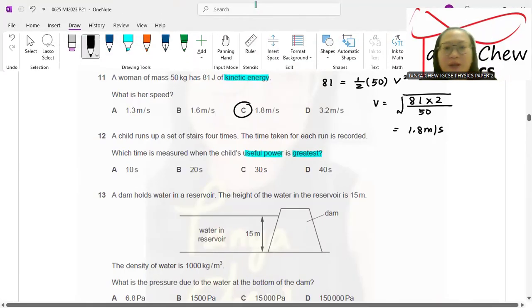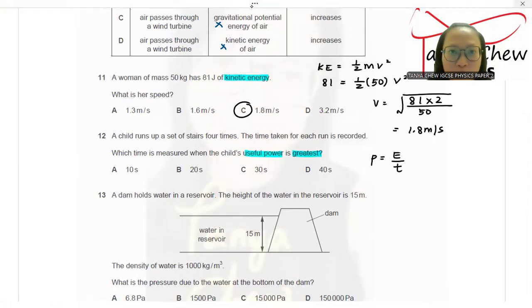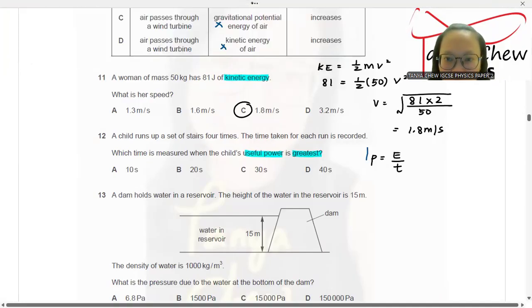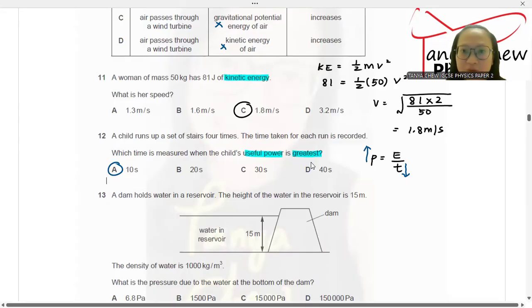Now, how do you relate power and time, right? Power is defined as work done or energy divided by time. If I want the useful output power to be the greatest, that means the time taken for the child to run up the stair would be the lowest. Right? So pick the lowest time, 10 seconds. Wow, the child must have a lot of power because the child just used 10 seconds to run up the set of stairs.